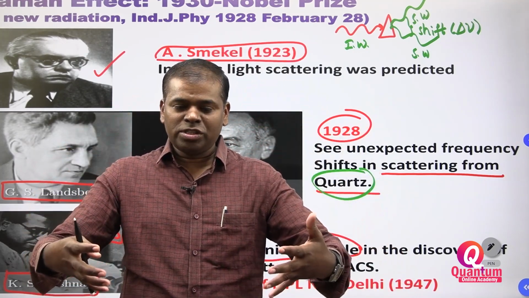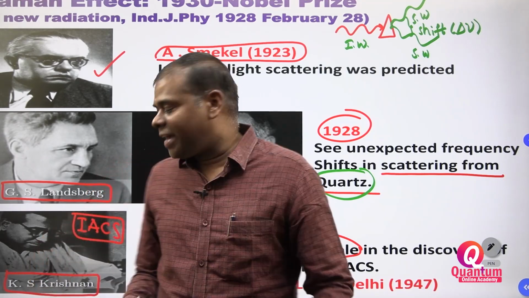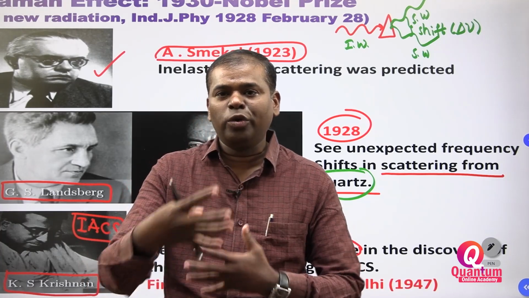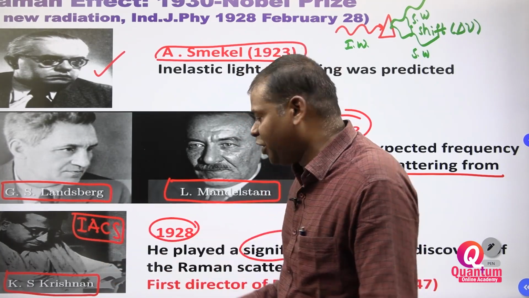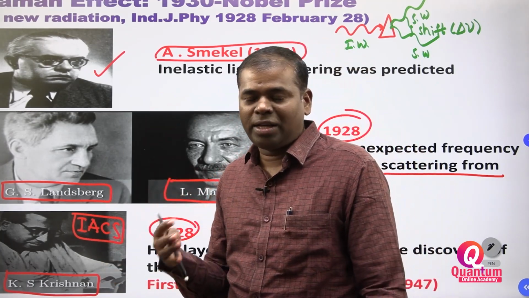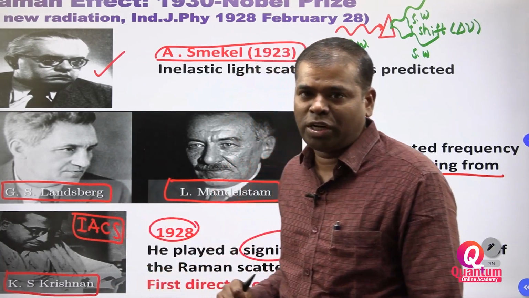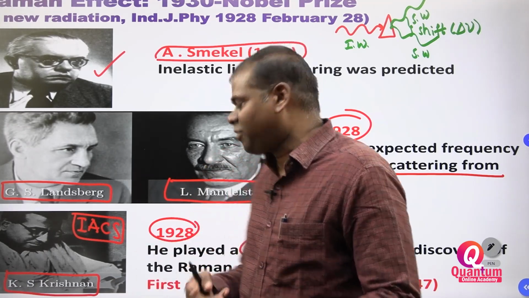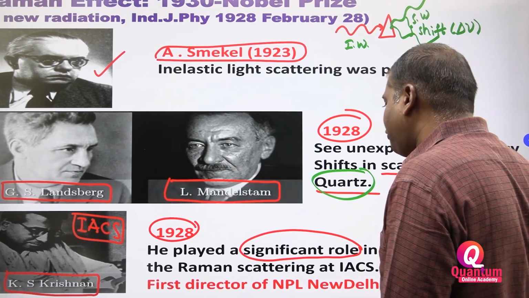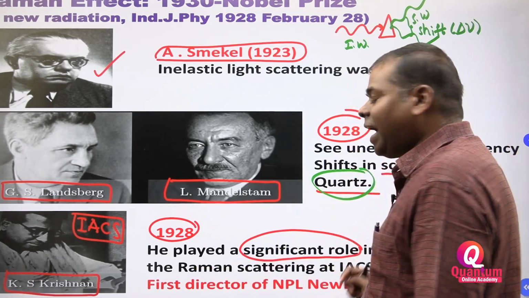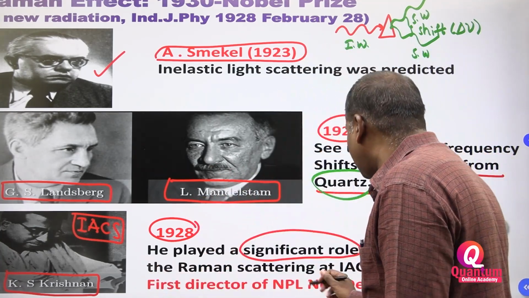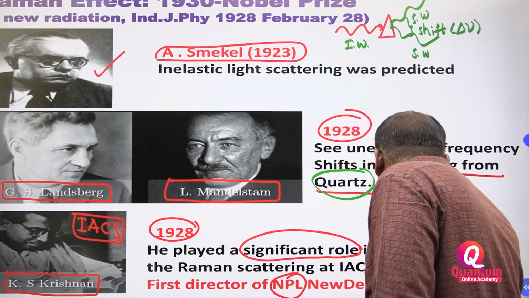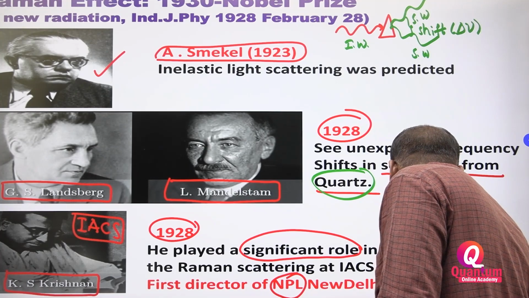After some time, I will teach what K.S. Krishnan's contribution to India was. He got the Padma Bhushan in 1954, the same year C.V. Raman got the Bharat Ratna. He is a great scientist. He introduced that field and derived it experimentally. He played a significant role in the discovery of the Raman scattering effect at IACS. He is the first director of NPL, National Physical Laboratory, New Delhi. That is the CSIR physics laboratory. Which one is it?